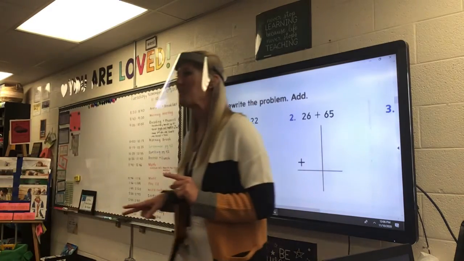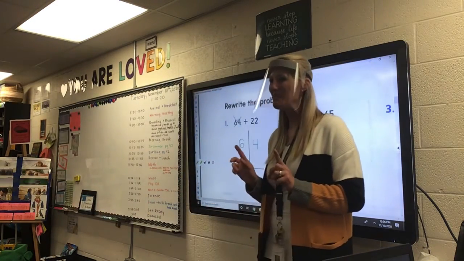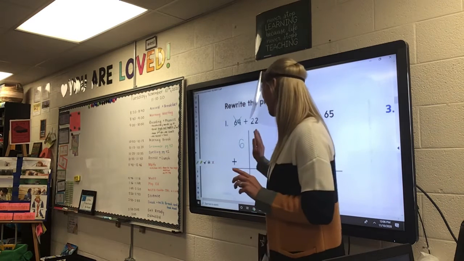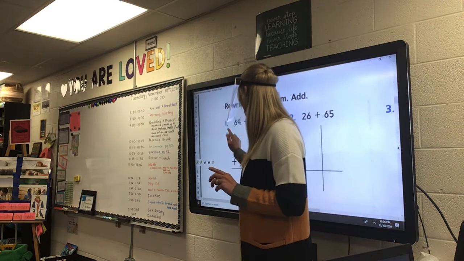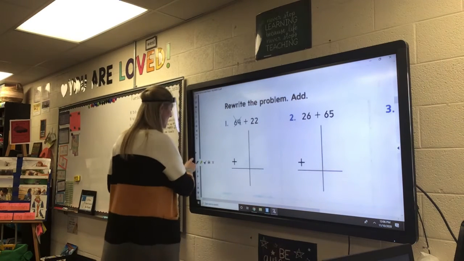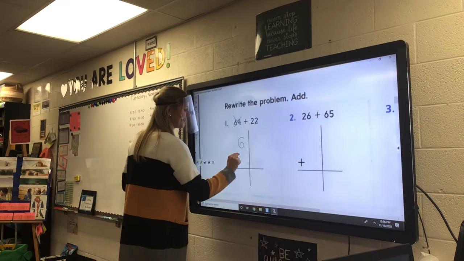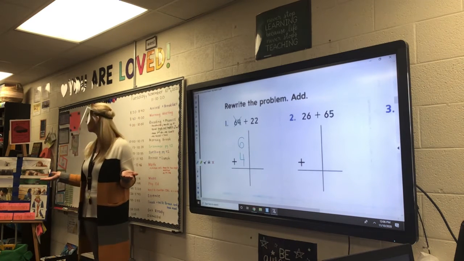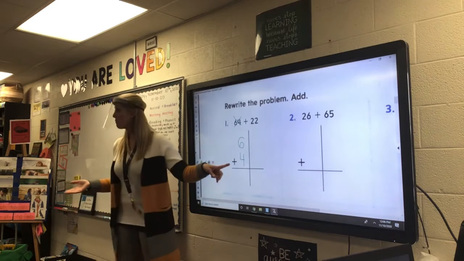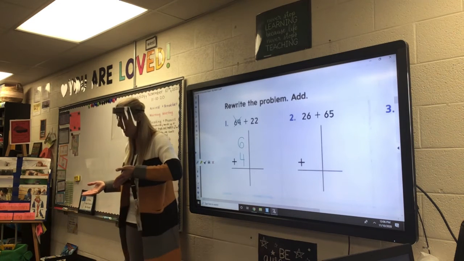Okay, can I show you guys something? This is what my second graders do sometimes. Watch this, guys. They will say 64, but they will write it backward, like this. Isn't that 64? No, that's 46. Don't write it down like that.